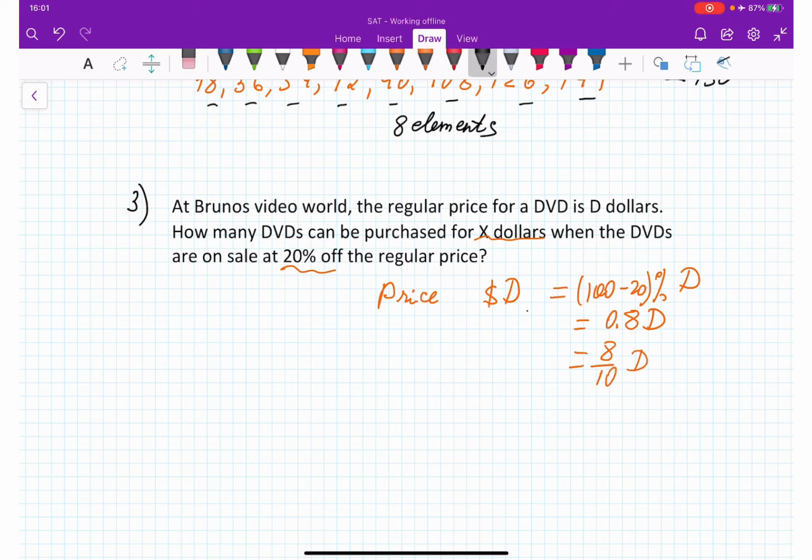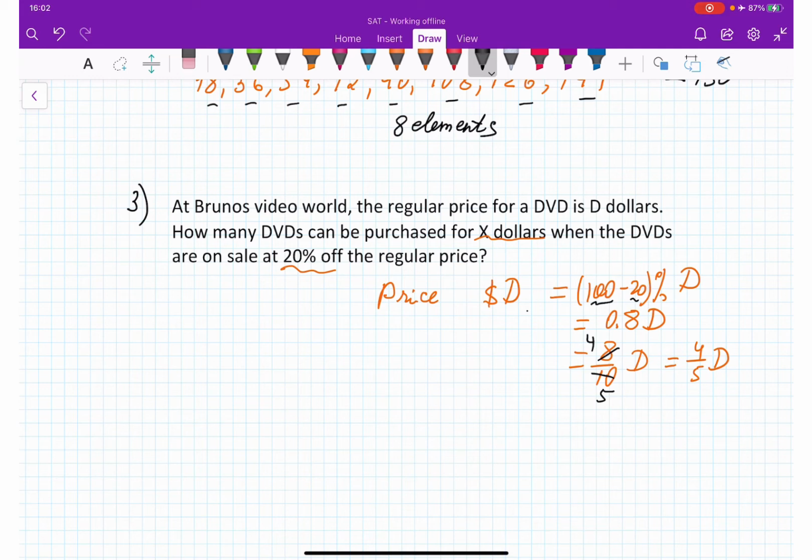So reduced by 2, both of them, it's going to be 4, this is going to be 5, and the result will be 4/5 D. So this is going to be the discounted price of the DVD. This is a price that has 20% off the regular price. Regular price is 100%, 20% off. That means they are selling for 80% of the price, which is 4/5 D.